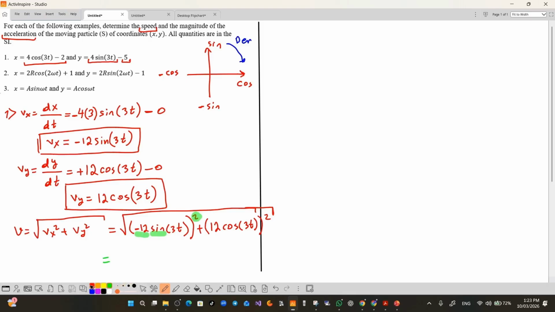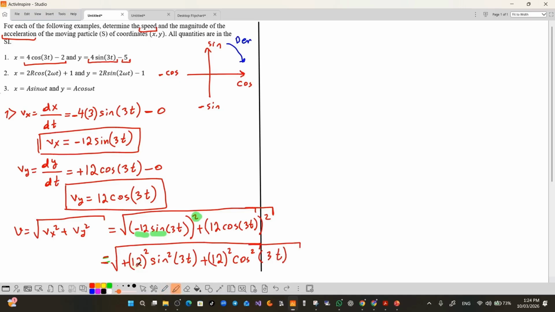What is the squaring of the minus? It's a plus. So the square of minus is plus. The square of 12 is 144, or you can just keep it as 12 squared, and I will show you why later. What is the squaring of sine? Sine squared, and the 3t stays the same, plus. Now the same here: I'm not going to write it as 144, I will write it as 12 squared, because as you can see, we have a common factor and we can cancel the square under the square root. So it's better to maintain the square. And the cosine squared 3t.